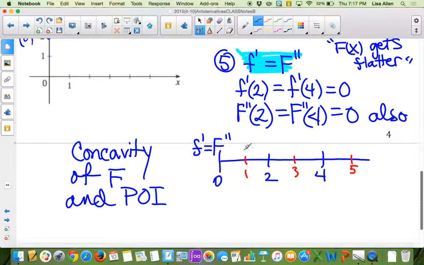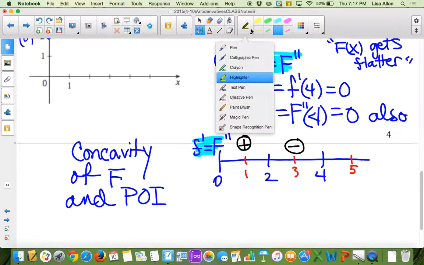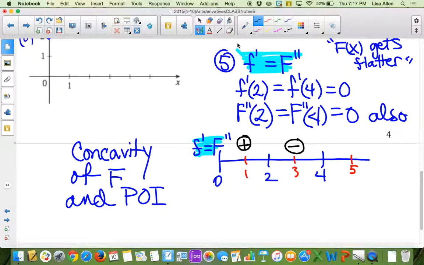So positive slope to a negative slope. Remember, we're talking about f prime, capital F double prime. And then it goes back to a positive slope. So in this case, we see a definite concavity change.